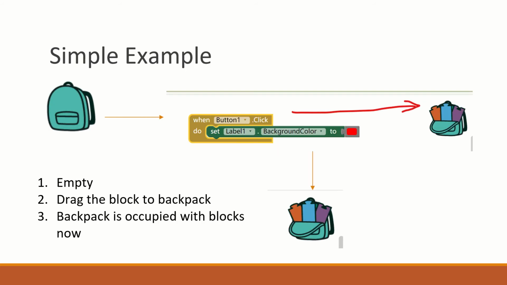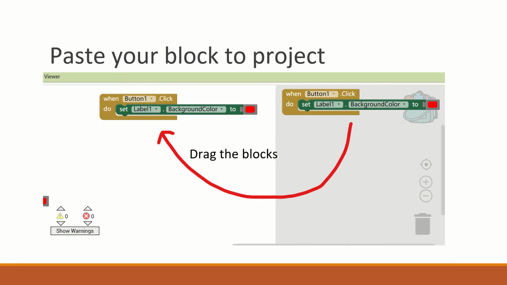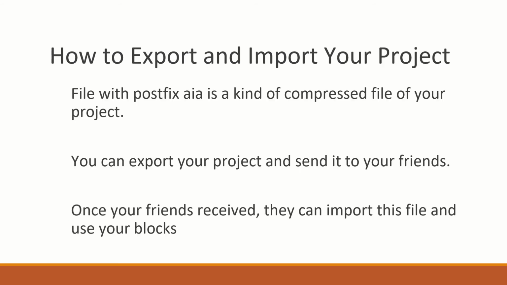So let's see one example. Firstly, the backpack is empty, and then we drag the yellow blocks to the backpack. So now the backpack is occupied with the blocks. After copying, this is the viewer. The red area is the coding area, and the gray area is the backpack area. When we want to use the blocks in the backpack, we simply drag the blocks from the gray area to the code area.